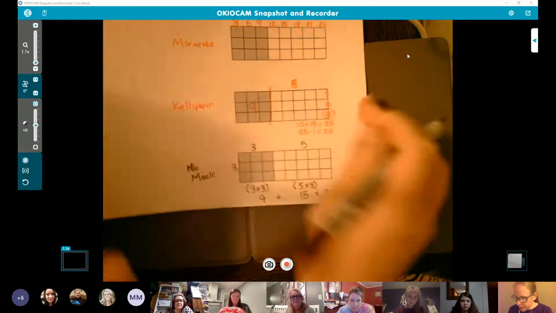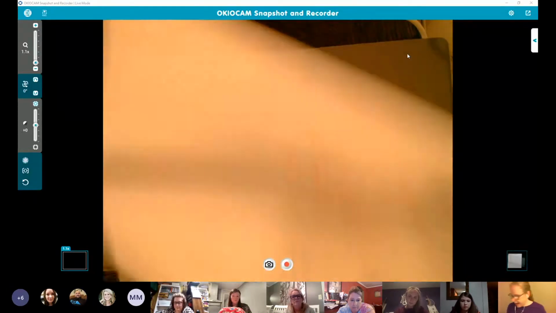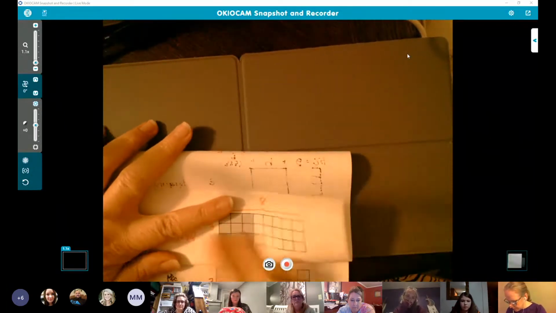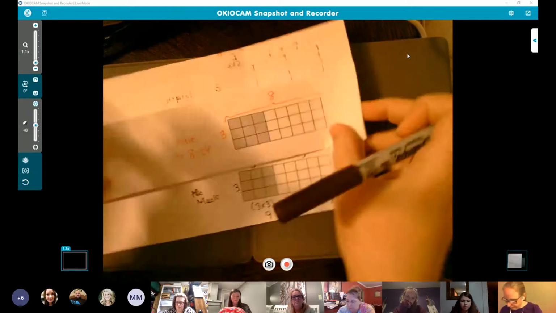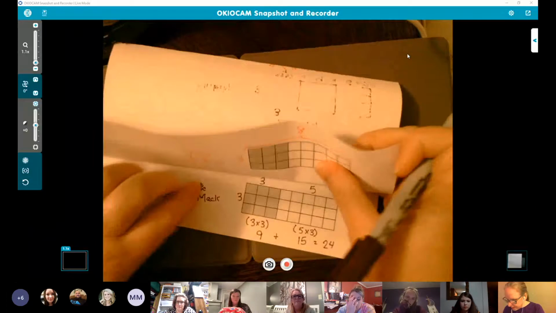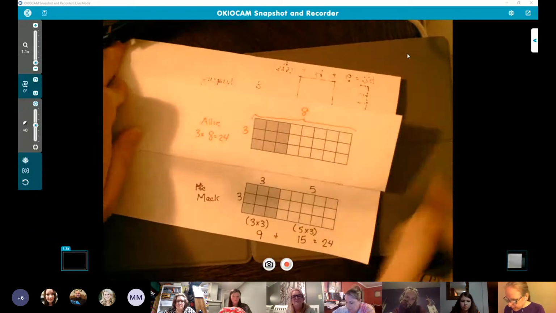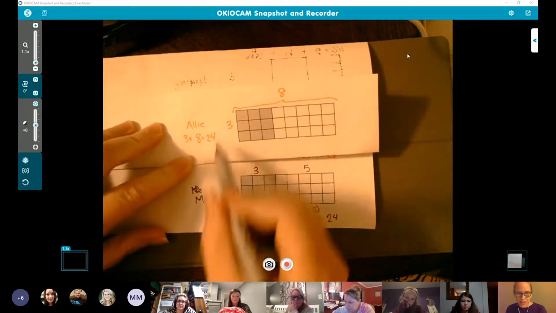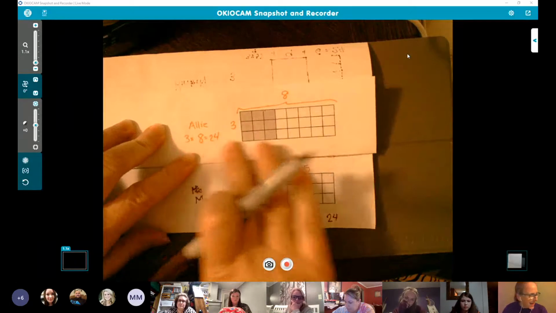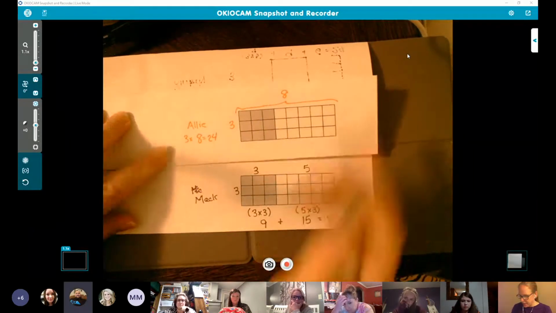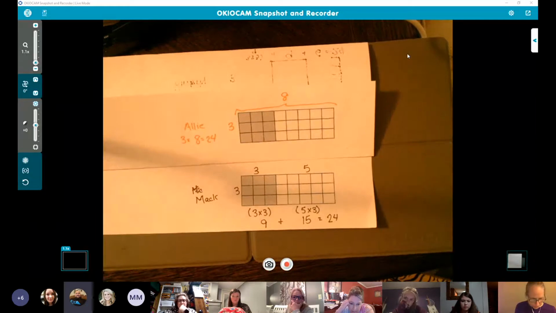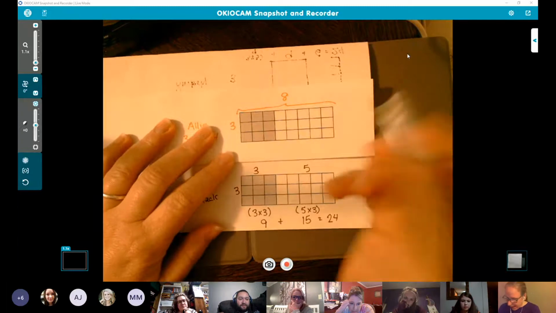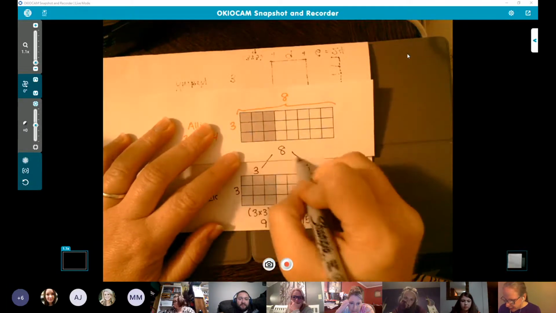24. So I want you to take a second and look at Allie's and McKinley's at the same time. Let me see if I can fold my paper to bring those out for you. When you look at these, you can see that their thinking was very similar, except what did McKinley do instead of multiplying by 8? John, what did she do instead of multiplying by 8? She broke the 8 into the 5 and the 3. Absolutely. She broke the 8 into 5 and 3.